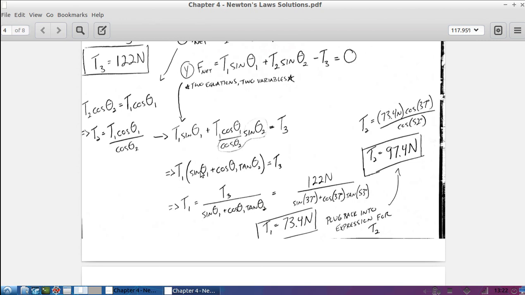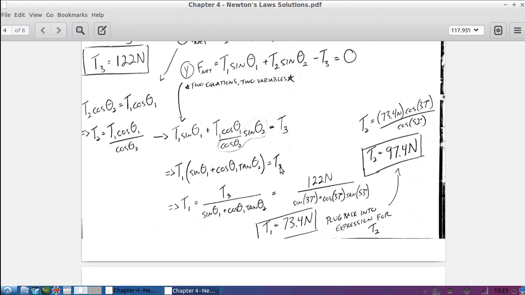I'm left with sine theta 1 plus cosine theta 1, and these two terms right here, I've got a sine theta 2 in the numerator, cosine theta 2 in the denominator, right? As long as they're the same angle, I can write them as tangent theta 2. So this tangent theta is this sine over cosine term right here. So that's all in parentheses. I factored out a t1.